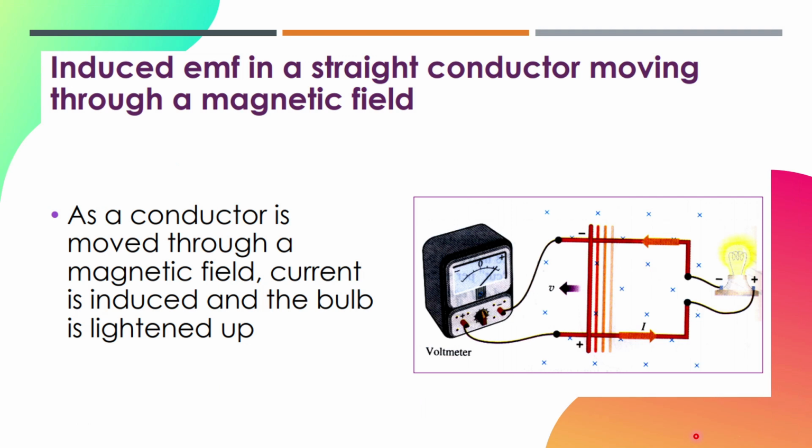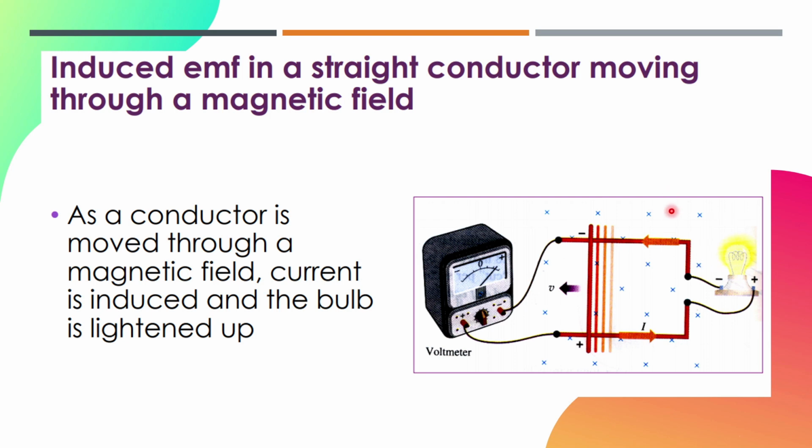So next, induced EMF in a straight conductor moving through a magnetic field. We will produce an induced EMF as we have a conductor that is moved through a magnetic field. The cross symbol here indicates the amount of magnetic field in this area. So current will be induced, and look at here, we have the bulb. What happened to the bulb? The bulb is lightened up.